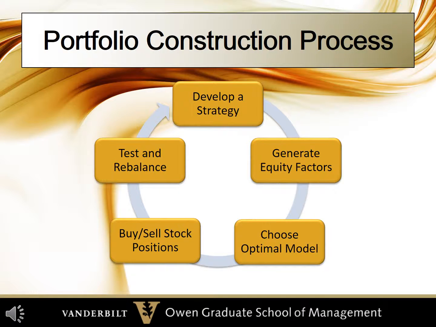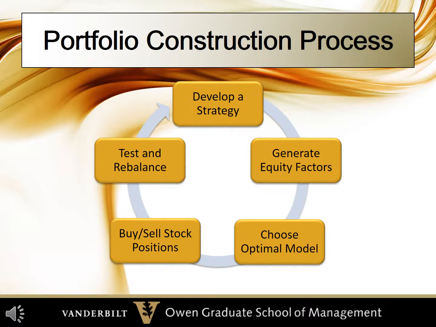Here's a look at the process we employed to create our model and build our portfolio. We began by developing our overall strategy, including the qualitative and quantitative aspects that Ben just discussed. Then we generated our equity factors within the market software. Using this software, we ran through a number of different models in order to choose our optimal model, which we will discuss more in depth in a little bit. Once the optimal model was determined, we bought and sold our stock positions within StockTrack.